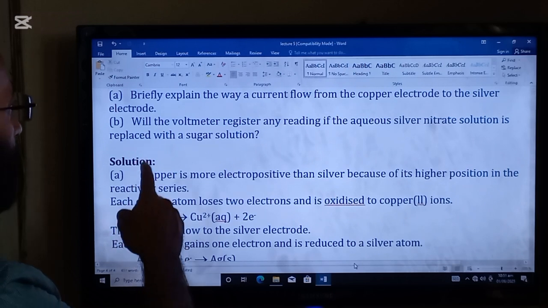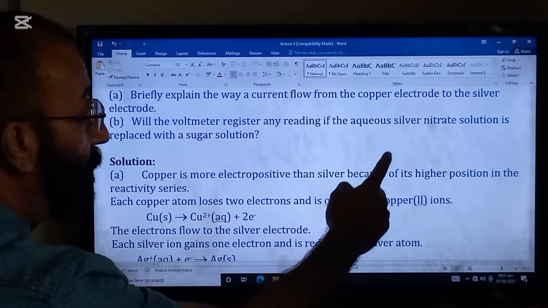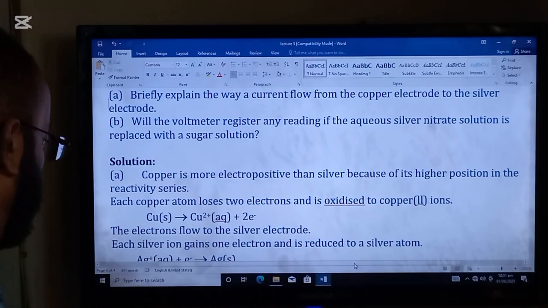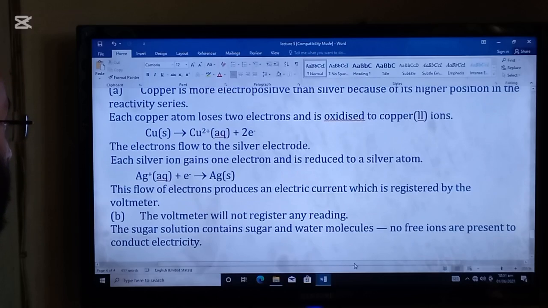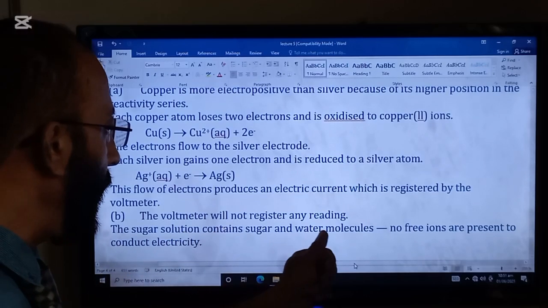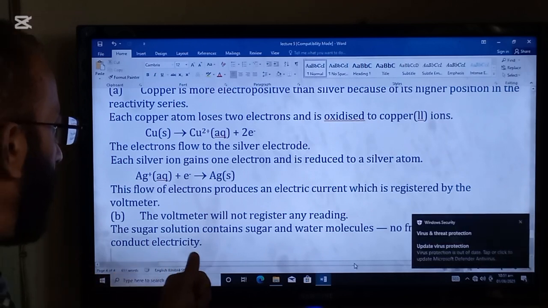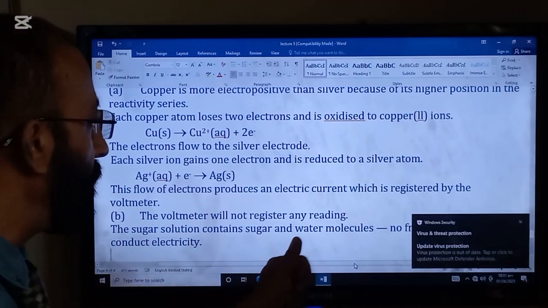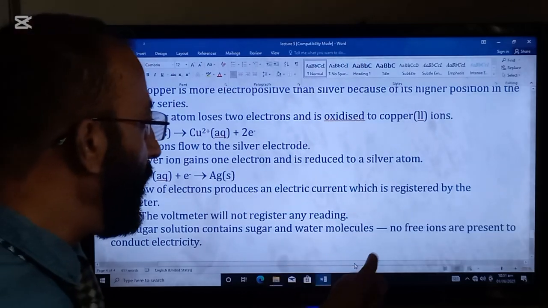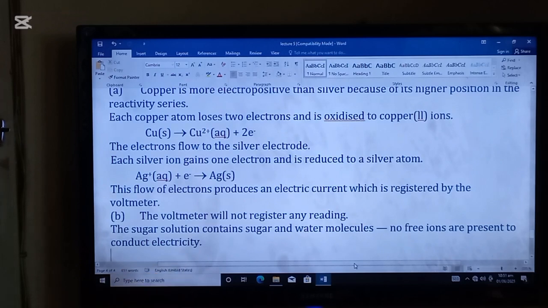The second part is, will the voltmeter register any reading if the aqueous silver nitrate solution is replaced with sugar solution? The answer will be, the voltmeter will not register any reading. The sugar solution contains sugar and water molecules. No free ions are present to conduct electricity.